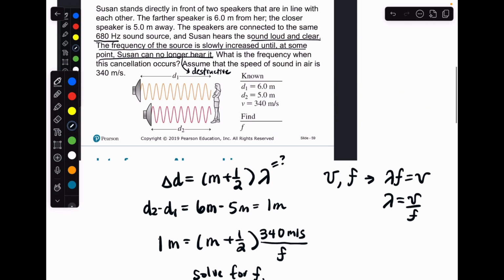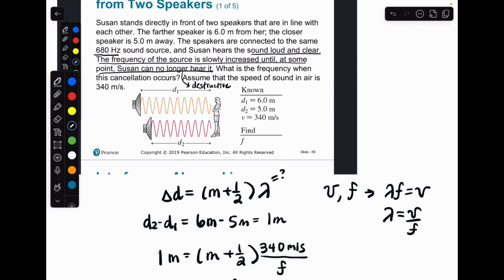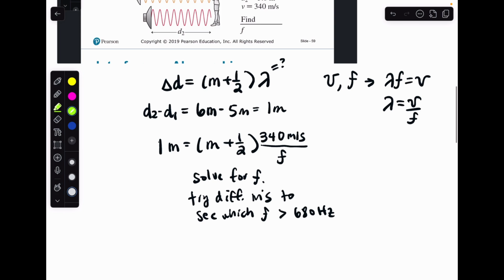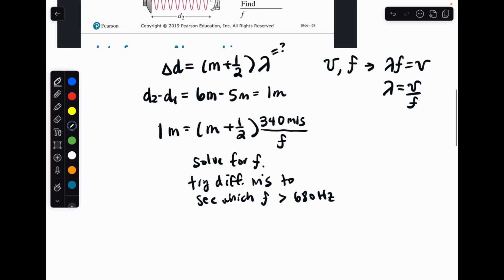Why is that? Because the problem stated that the frequency is slowly increased, right? So we know that we're going to get constructive interference at 680, but somewhere above 680, we're going to get destructive interference. So let's do that. Solve for f.